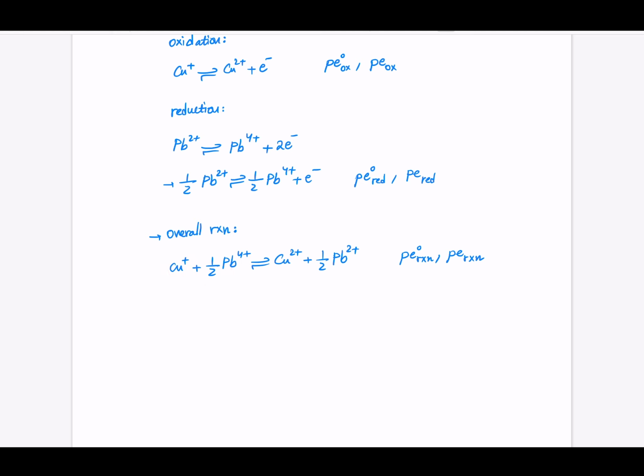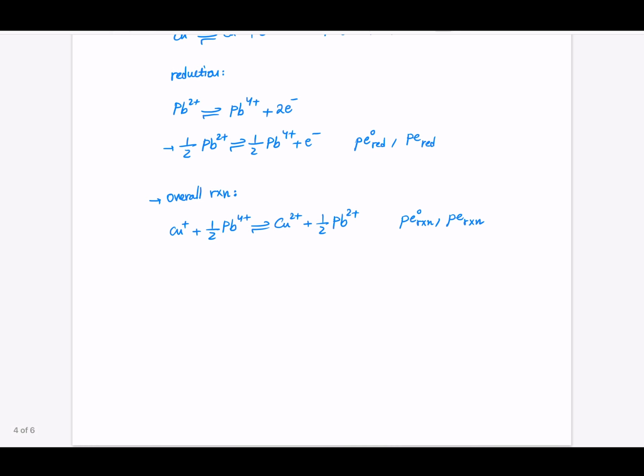So in order to understand whether that reaction happens, we have to answer this question, whether the reaction is spontaneous or not. And to do that, we should calculate the actual PE of reaction at non-standard condition. So for PE of reaction at non-standard condition, it is basically a deviation from the standard condition by log Q. And PE0 of a reaction, we showed in the class, is basically PE0 of the oxidation minus PE0 of reduction.